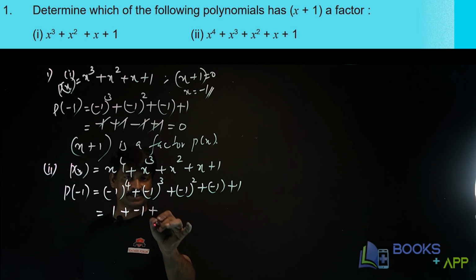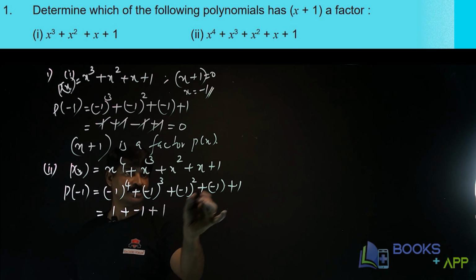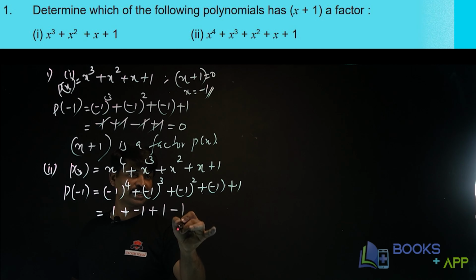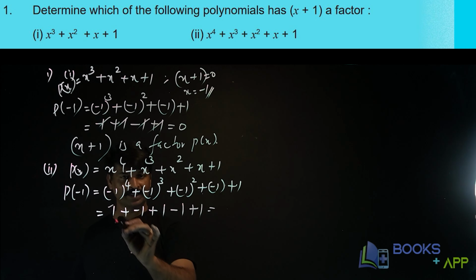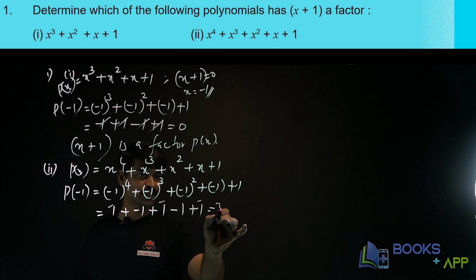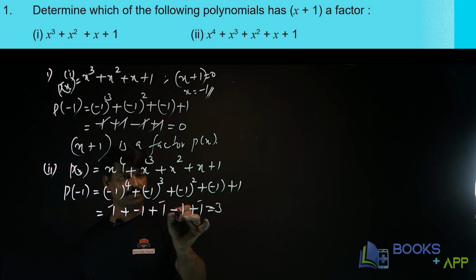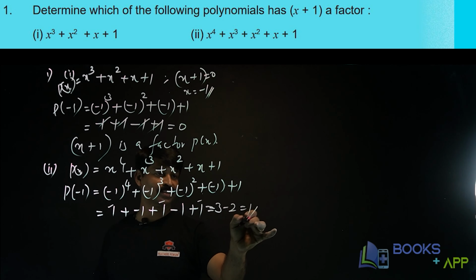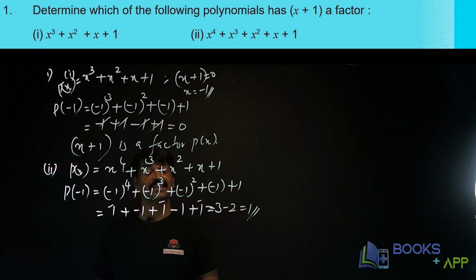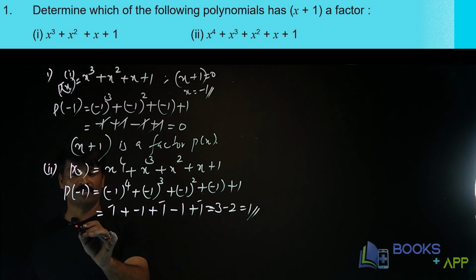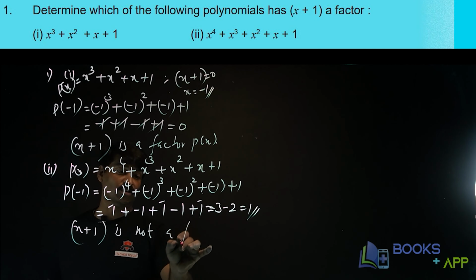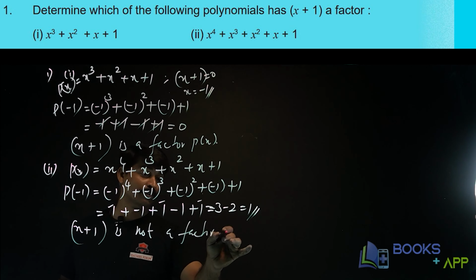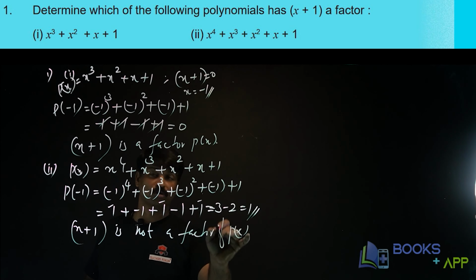Okay, so plus minus 1 square, that is plus 1. Plus into minus, that is minus 1. Plus 1, that is equal to plus 1, 1 plus 1 is 2, plus 1 is 3. Negative numbers, minus 1, that is minus 2. So what is the answer? When you solve, you will be getting 1. The remainder is not 0. So what do you conclude? Whether x plus 1 is a factor? No. x plus 1 is not a factor of the given polynomial, that is p of x.